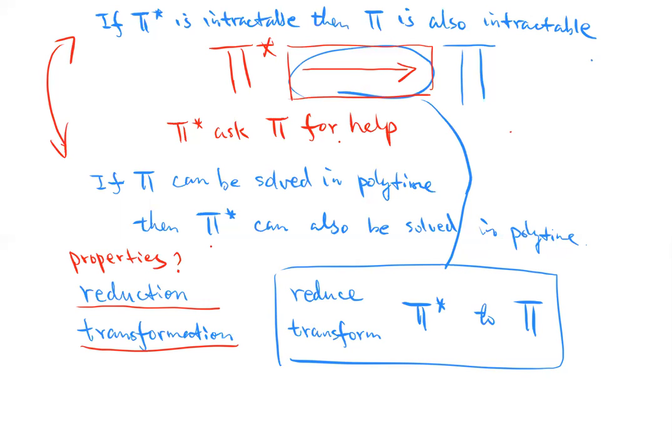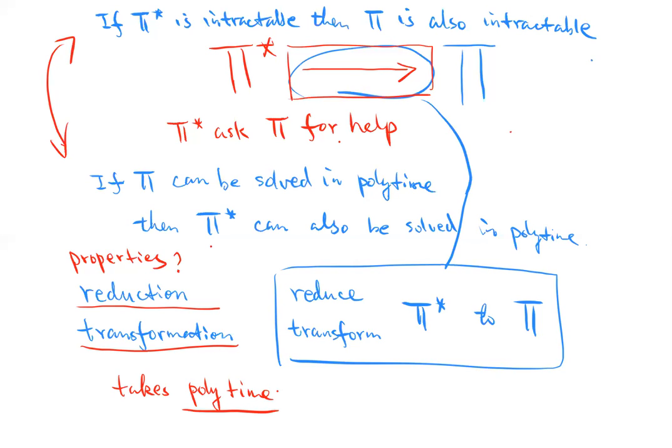What we need for reduction or transformation? What do we mean by efficient here? It's polynomial time. So in order to carry out these things in polynomial time, what we need is that the reduction and transformation takes polynomial time, because polynomial is still polynomial.